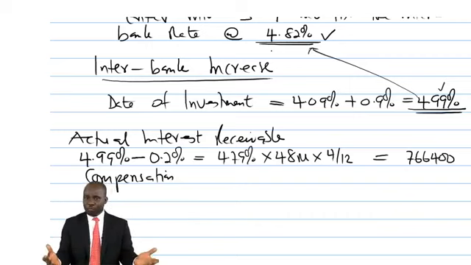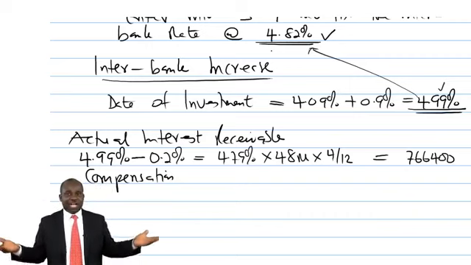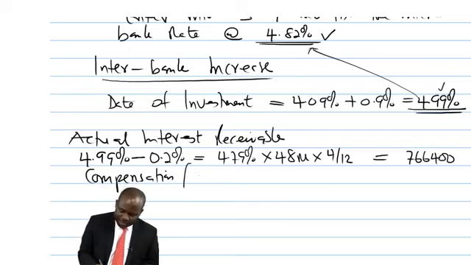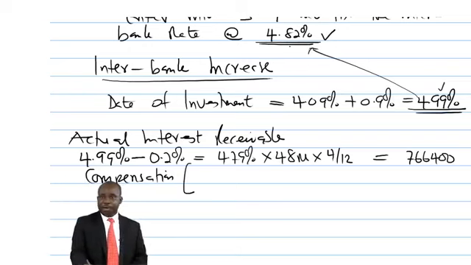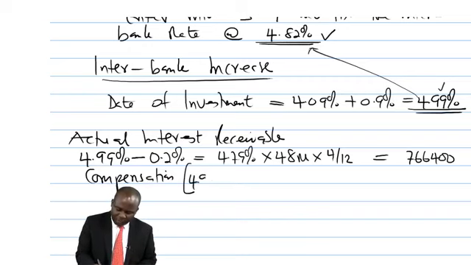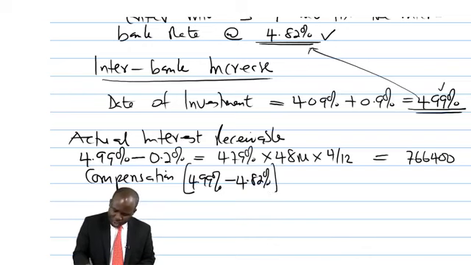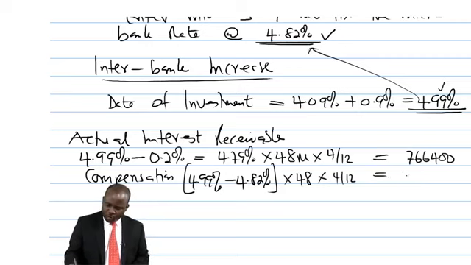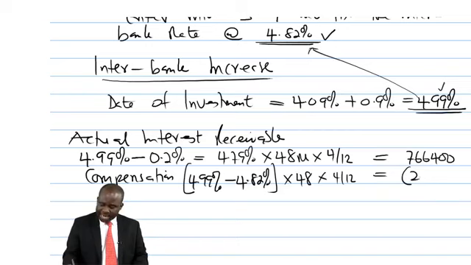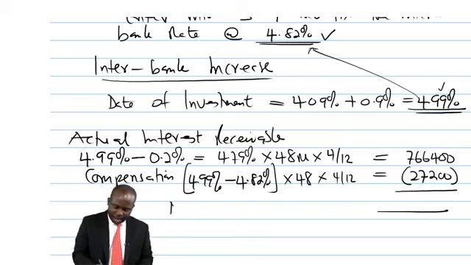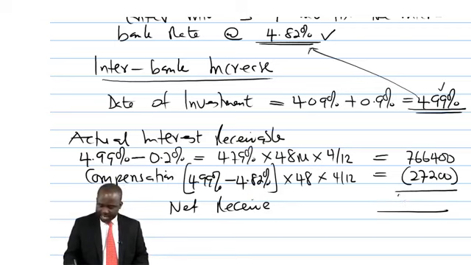It's an example of what we were discussing earlier. If I didn't hedge, I would have been better off, isn't it? But here, I hedge it and put it at 4.82. That is the maximum. So I will say 4.99% minus 4.82% multiplied by 48 million, multiplied by 4 over 12. I am going to pay this to the bank, and that is 27,200. So this is the net amount I will receive, and that is 739,200.